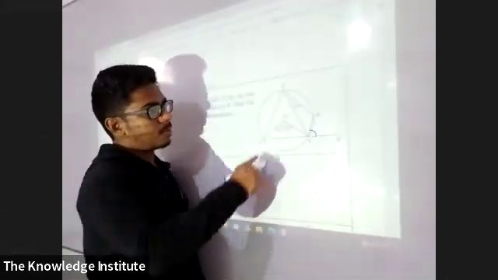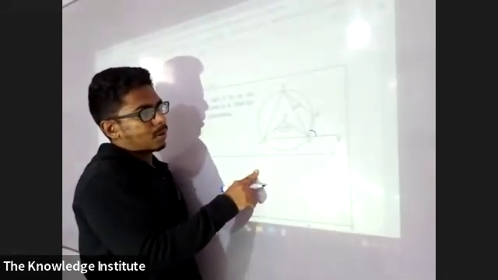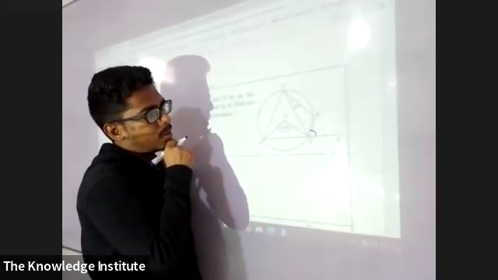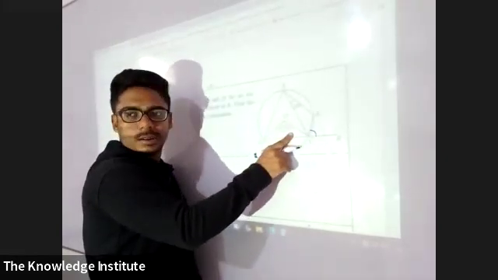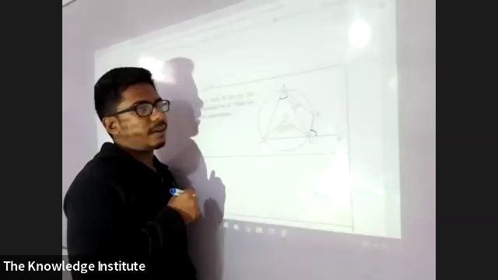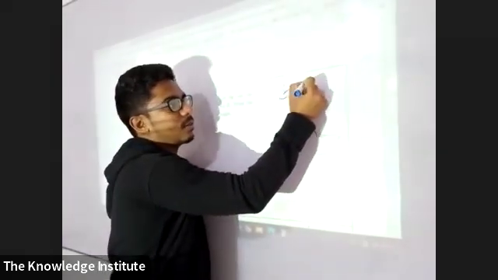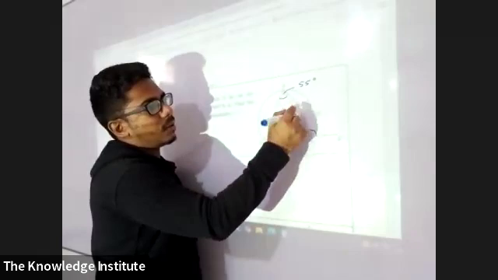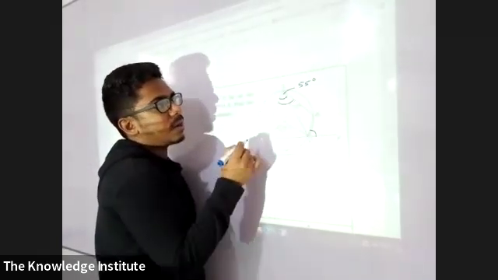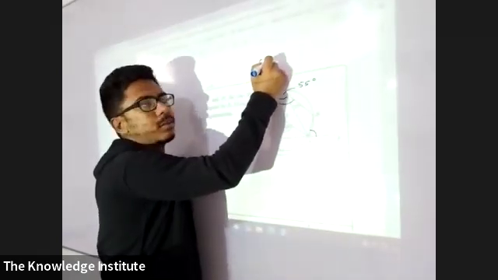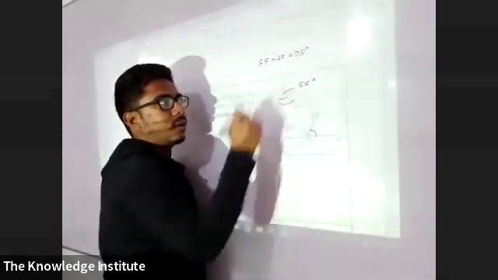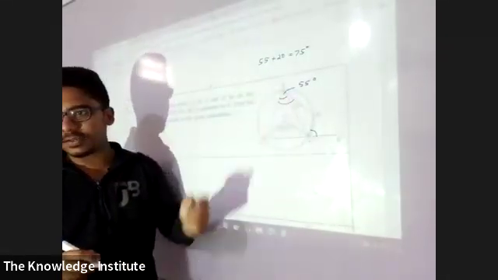Since this angle is 110, what is this angle? Half of it, very good, 55. So here this angle is 55, and this is 20. So if I ask you for this total angle, 55 plus 20, 75 degrees. So this angle is 75.